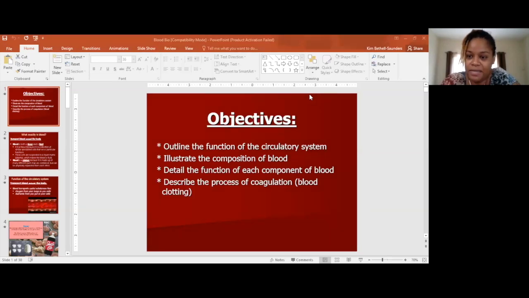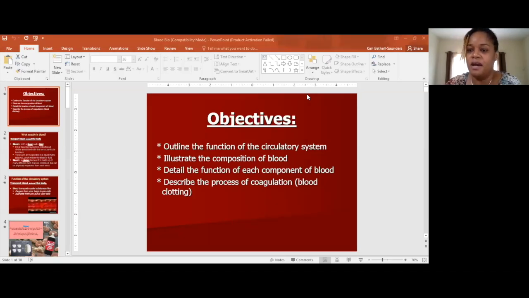Welcome to today's lesson. Today we'll be talking about blood. Last week we talked about blood vessels, and today we're starting off with our topic of blood. So today we're going to be looking at the main function of the circulatory system, and then we're going to look at the specific function of each component that makes up blood.